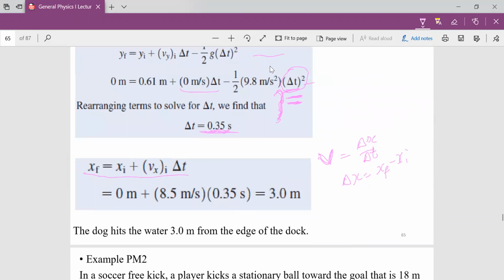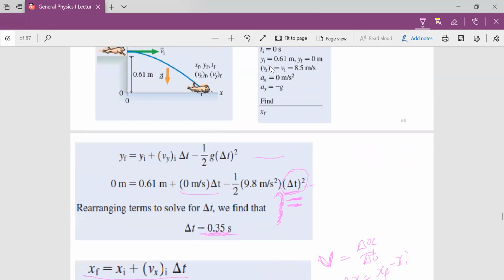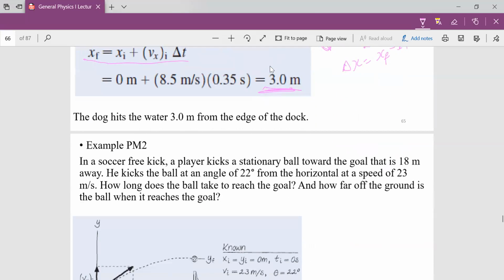And this was given to us in the question, which is the velocity on the x-axis from the initial, the duck motion from the start, and then the time to arrive at the fact that the duck was actually able to go 3 meters far from the edge of the dock. So that's how I applied those equations.